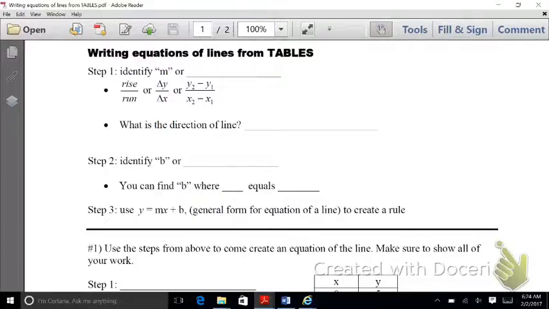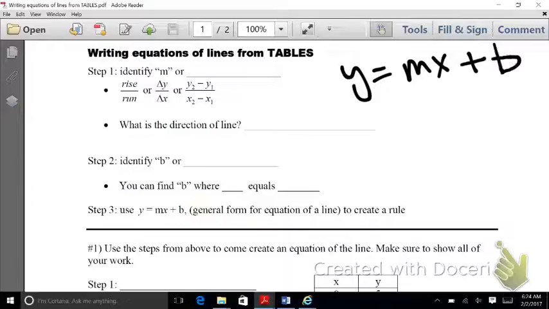Now that you know really well how to find the equation of a graph, we're going to talk about how to find the equation from a table. And we're still just continuing to talk about slope-intercept form, which don't forget is y equals mx plus b. So there are three different things that we need to do in order to be able to find the equation when we don't have a graph.